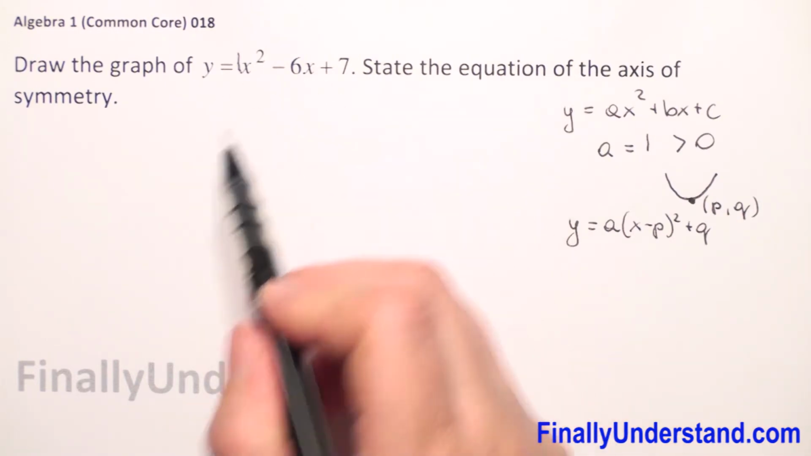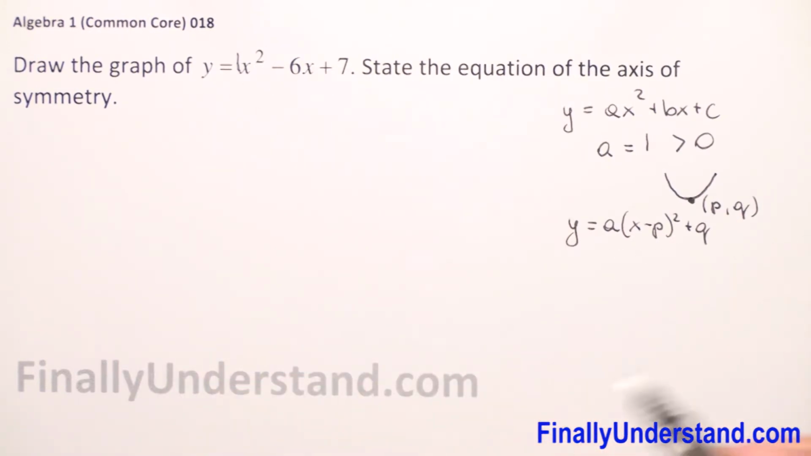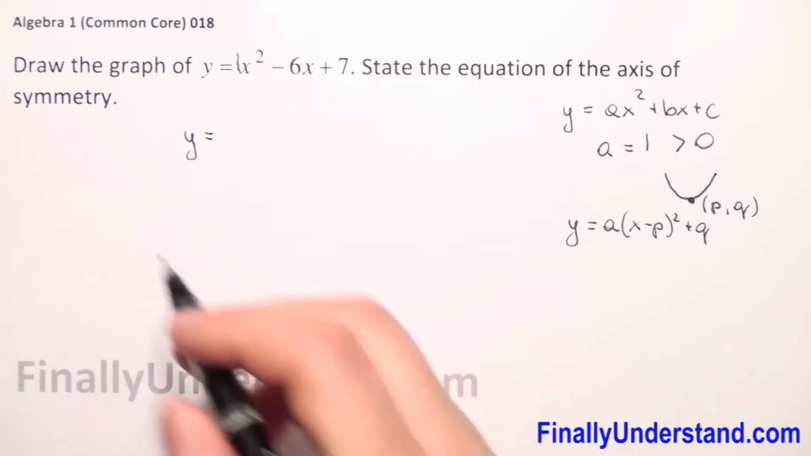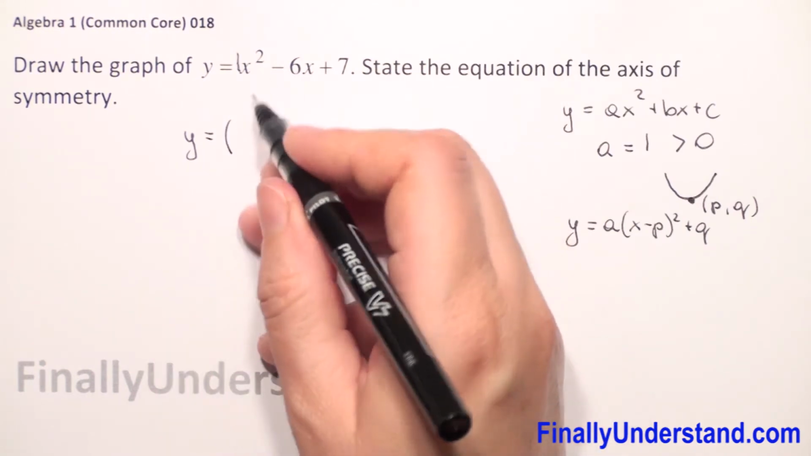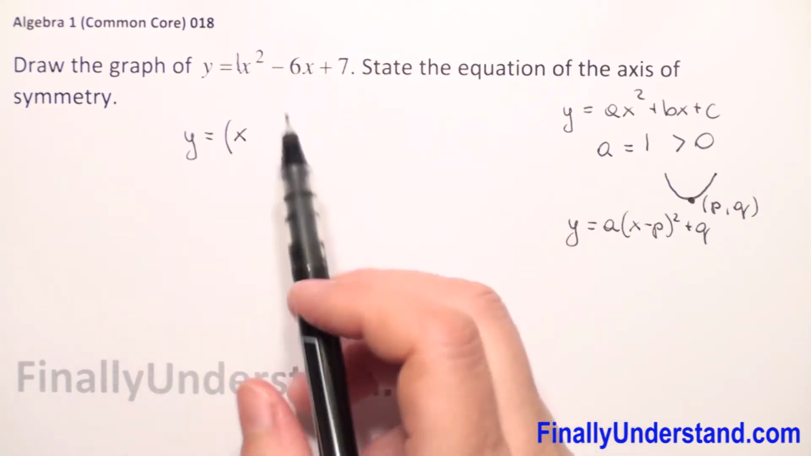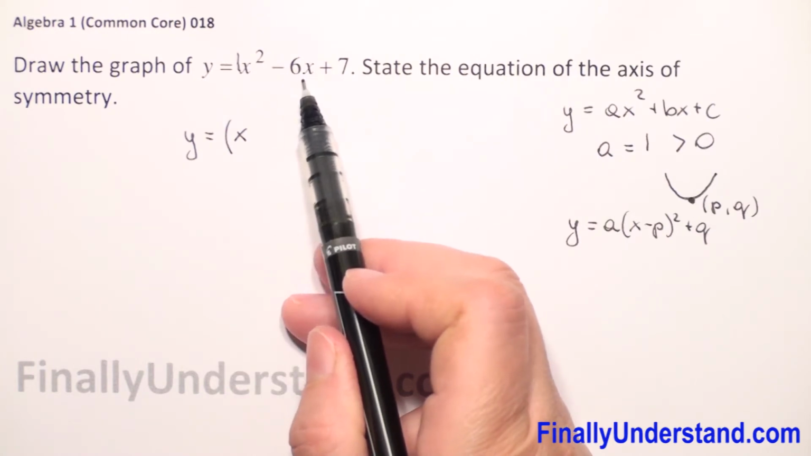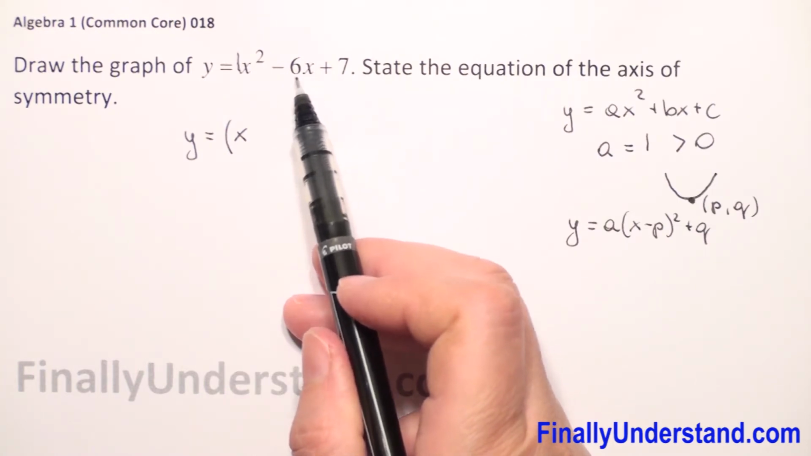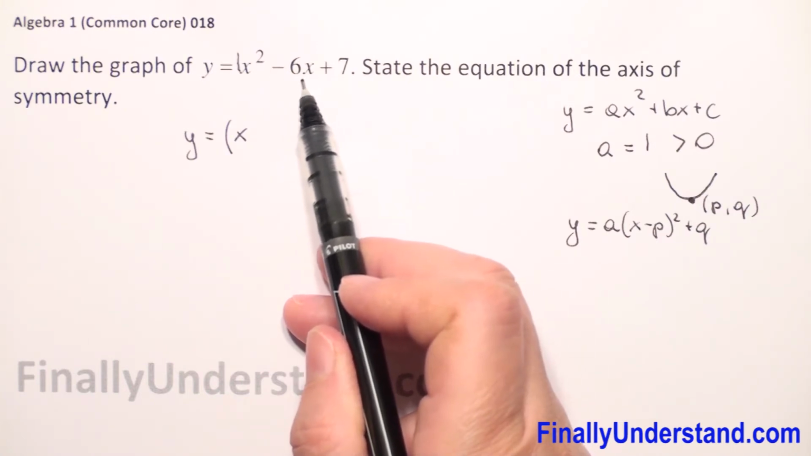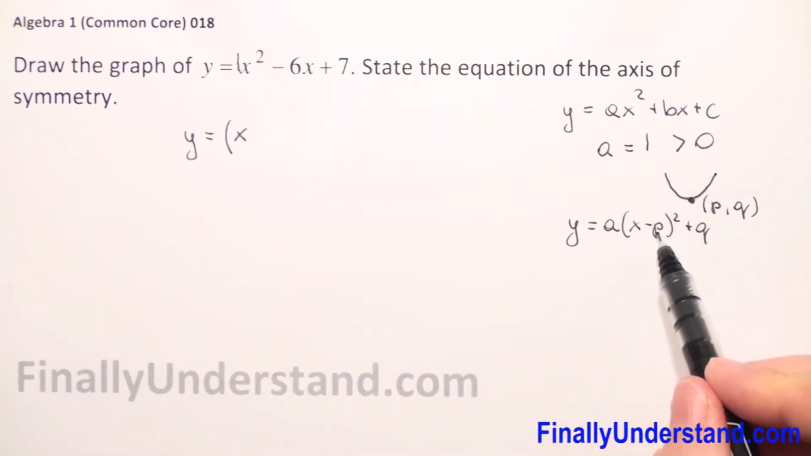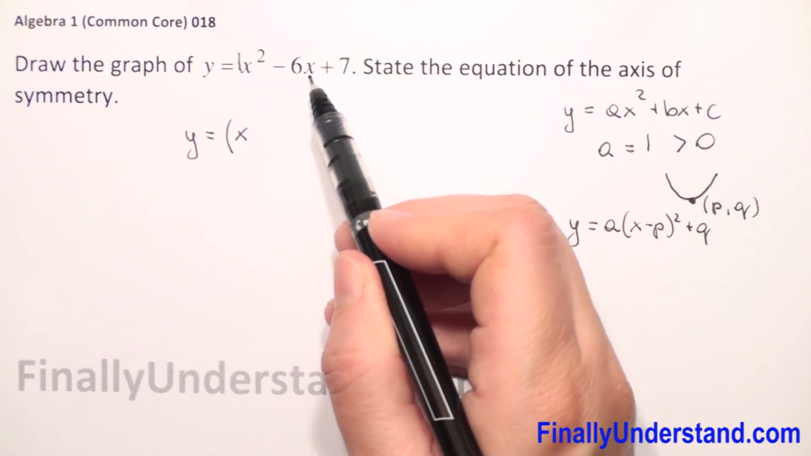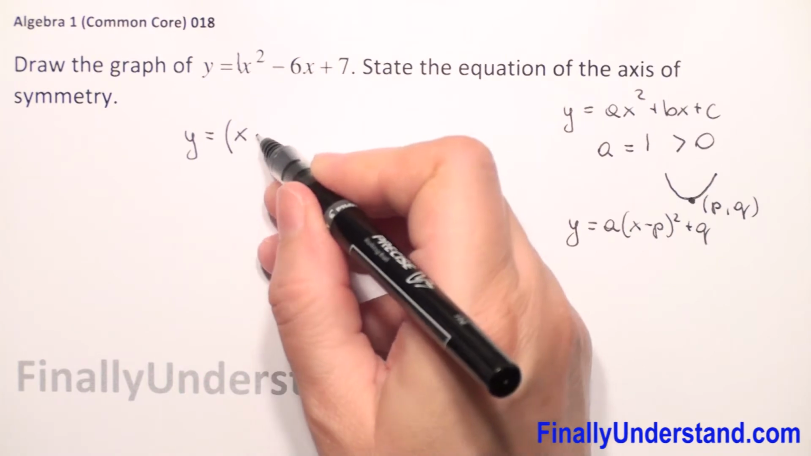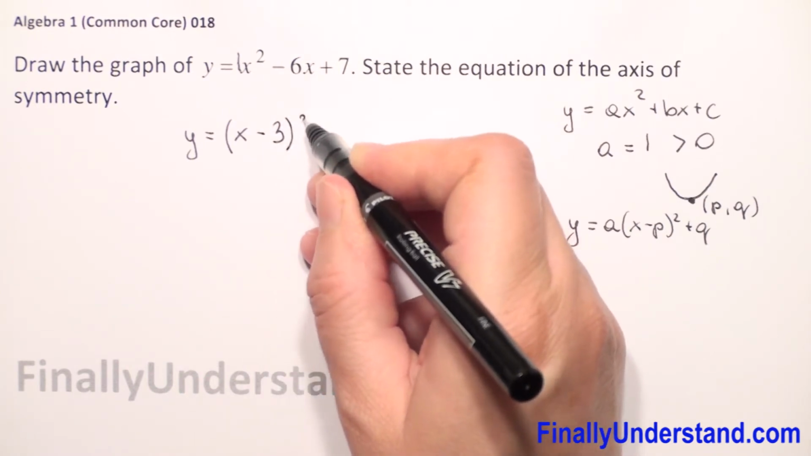So let's rewrite this to vertex form. We have y is equal, a is 1, so we don't have to write it. Open parenthesis, always at the beginning is x. And now we have negative 6x, the coefficient before x. We always have to take to this parenthesis, p is always half of the coefficient of the x variable. So half of negative 6 will be negative 3. Close parenthesis to second power.